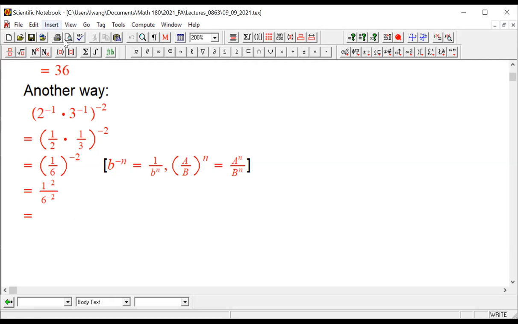Okay. 6 to the power of -2 will flip up, so you get 6 to the power of 2, right? 1 to the power of -2 is just 1, so it's flipped down. So in the end, you get 36. Does everybody follow me? Yeah. Okay. Right, so basically using the power properties.